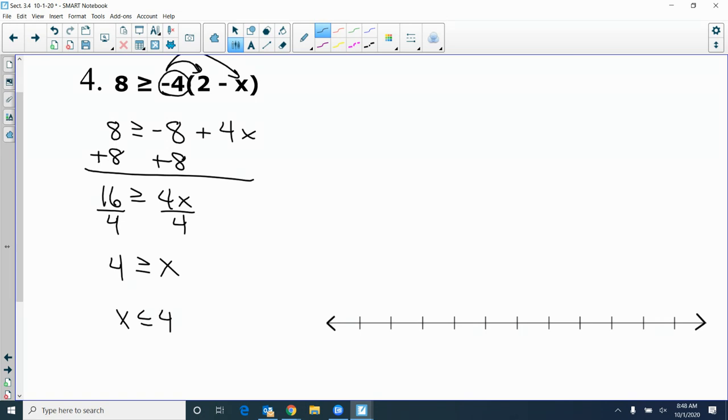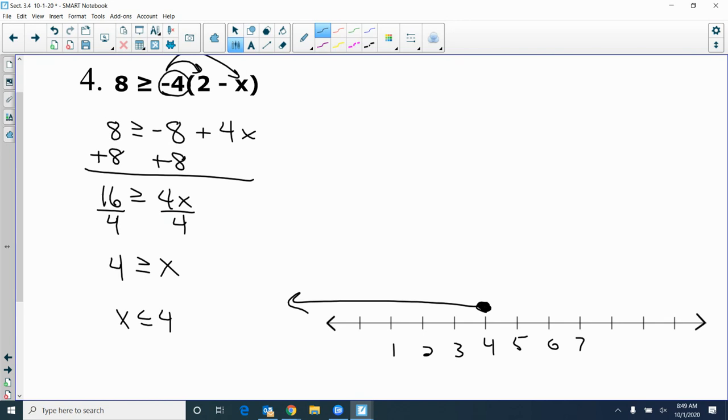You're not allowed to leave 4 first. The x has to come first and it has to be pointing there. All right, less than or equal to. 1, 2, 3, 4, 5, 6, 7, 3, 2, 1. Less than or equal to 4. Okay, shaded there to the left.